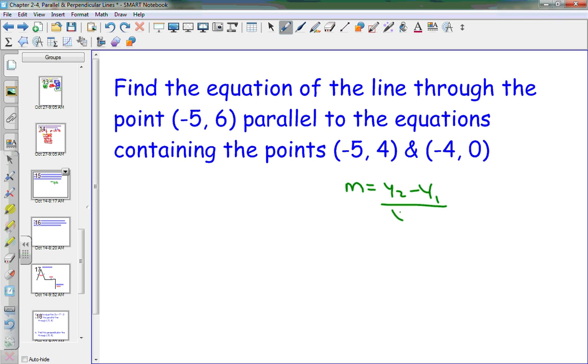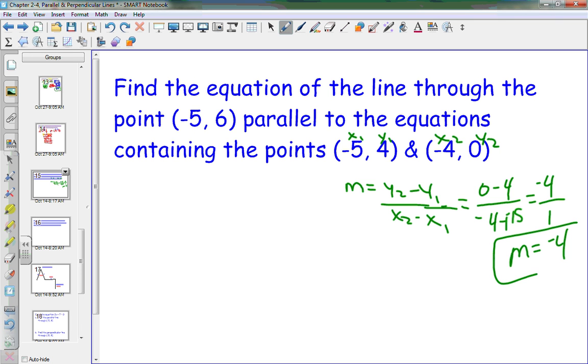y2 minus y1 over x2 minus x1, labeling our points x1, y1, x2, y2. Yes? So that's going to be 0 minus 4 over negative 4 minus negative 5, which is negative 4 over 1, giving me a slope of negative 4. Okay, now that I have my slope, what do I do? What's my parallel slope?